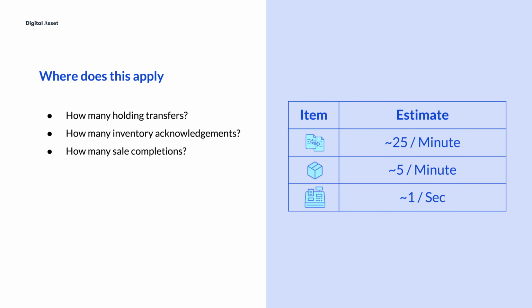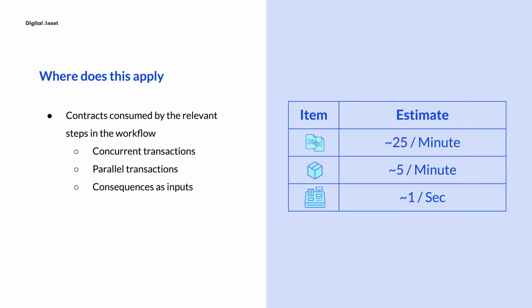Remember, the vast majority of workflows in your application will not need this treatment. Therefore, we don't want to add this complexity to every workflow. How do we identify where we need to apply these principles? Start by estimating the business transaction performance requirements. How many holding transfers? How many inventory acknowledgements? And how many sale completions? For each business transaction, identify which contracts/templates can be consumed by the relevant step in the relevant workflow.